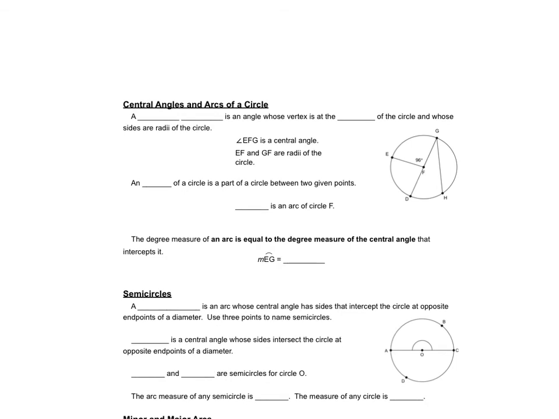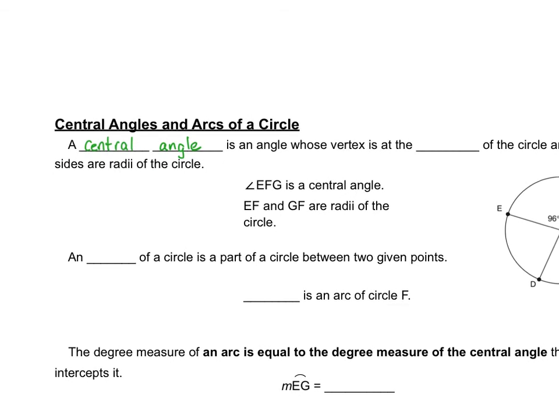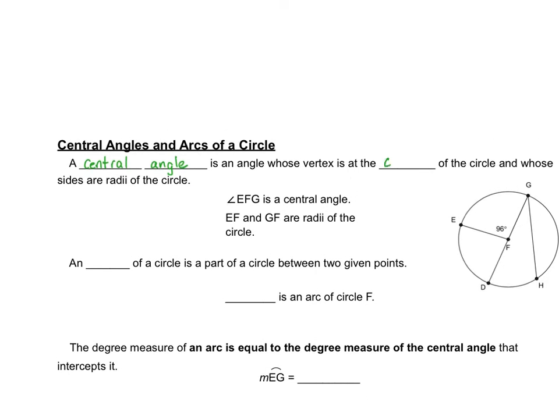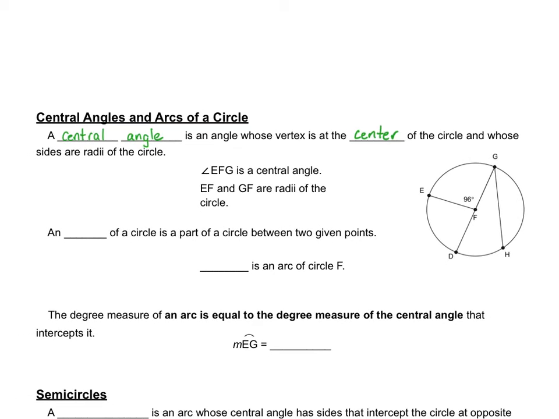Then we talk about central angles and arcs of a circle. A central angle is an angle whose vertex is at the center of the circle and whose sides are radii of the circle. So we have angle EFG is a central angle. The vertex is at the center. And then FG would be a radius, FE would be a radius.